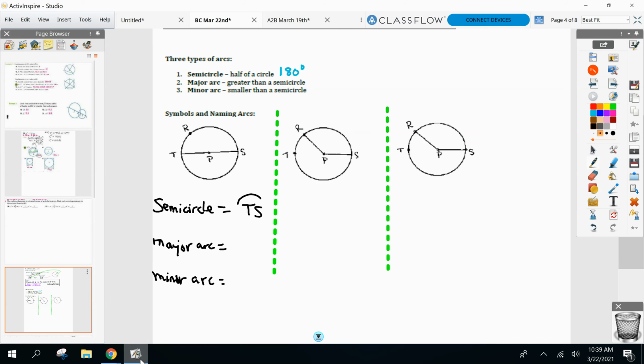STR. STR, fine. Works for me. Arc STR would be a major arc. Not the only response, by the way. Don't think these are the only responses you could say.